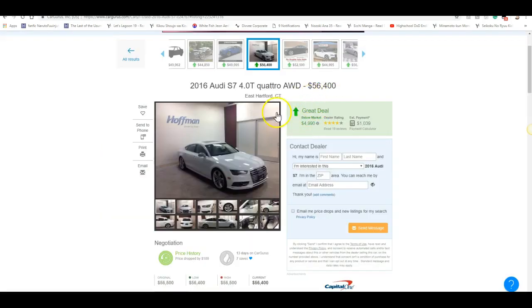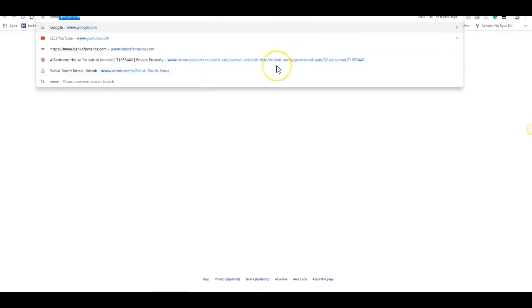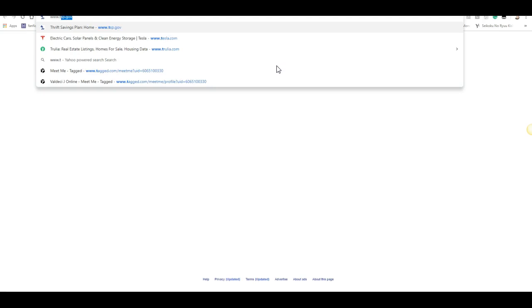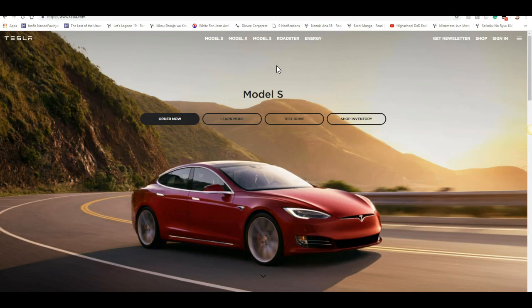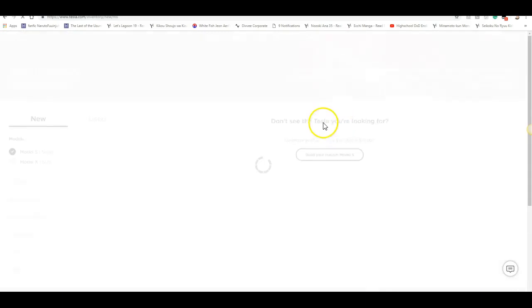This car costs $56,000. In reality, this is a very nice car. But if I'm going to spend $56,000, this is what I actually do, and that's just my own personal preference. I'm gonna buy a Tesla if I'm spending over $50,000. Now you can buy a brand new car, and if your price range is $50 to $60,000, I would say if it's brand new, get a Model 3. If you don't mind a used Tesla, go to shop inventory.